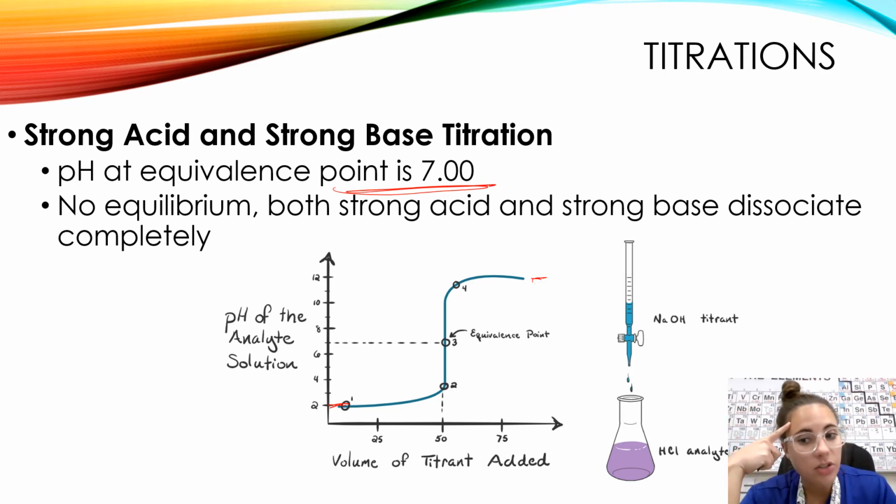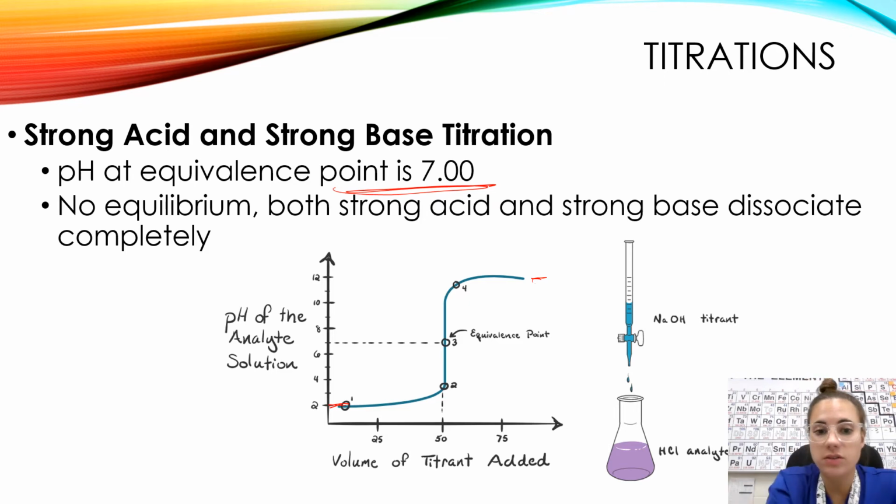Because think back to salt hydrolysis. When a strong acid and a strong base combine, they create neutral salts. And so at that equivalence point, we are going to have a pH of exactly 7. And because they fully dissociate, there is going to be no equilibriums within a titration.